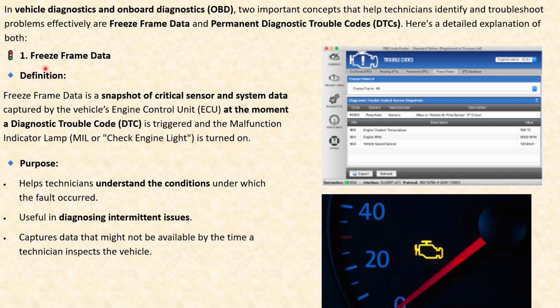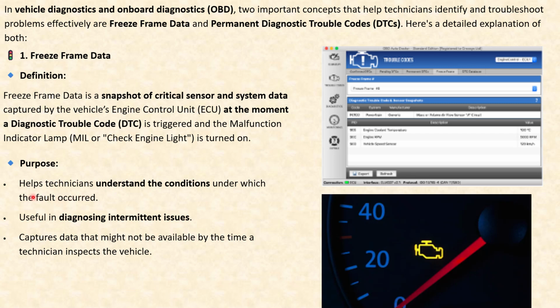Okay, so what is meant by freeze frame data? Freeze frame data is a snapshot of critical sensor and subsystem data. Underline this word: snapshot of critical sensor and system data captured by the vehicle's engine control unit at the moment a diagnostic trouble code is triggered and the malfunction indicator lamp is turned on. So the most important difference between DTC and freeze frame is DTC only denotes what is the trouble or where exactly is the trouble. But freeze frame data gives an elaborate picture about various engine conditions at the moment the DTC was triggered.